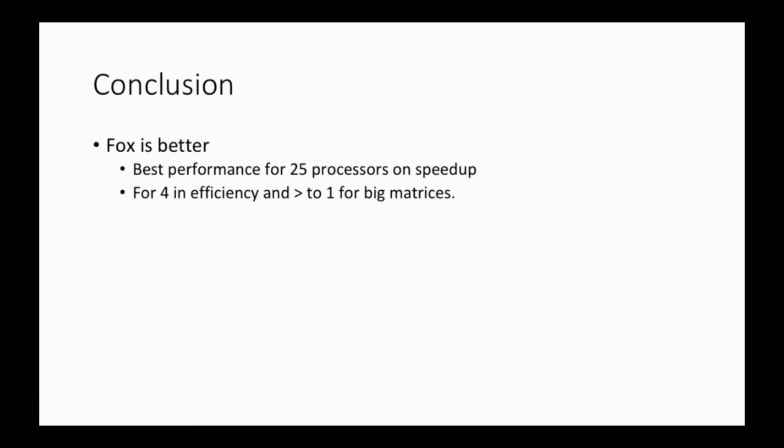As a conclusion, we observe that the Fox algorithm is better because in the speedup we have a higher speed than algorithm 2. For 25 processors, we got the best performance. And the efficiency was over 1, with a max of 2. So that shows better results than algorithm 2.